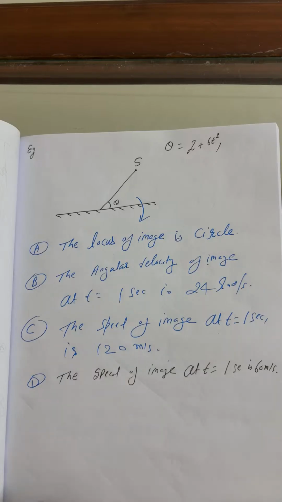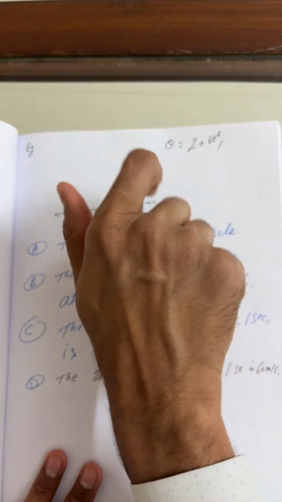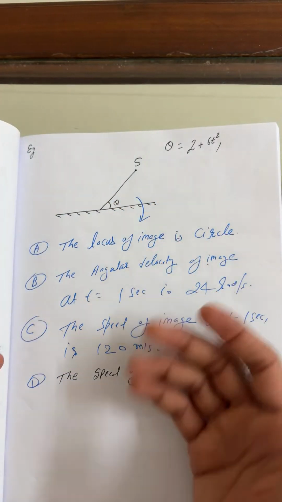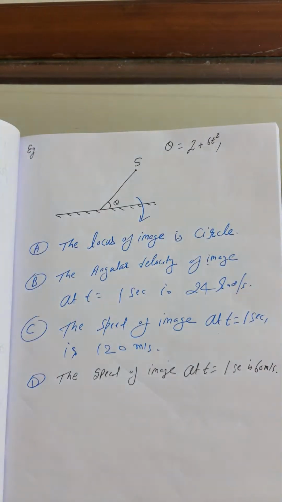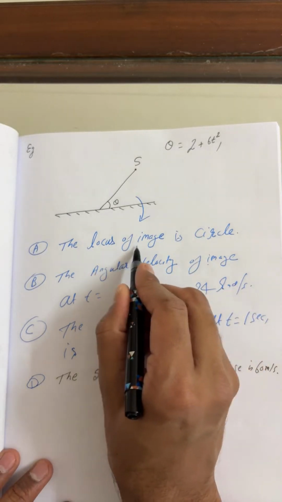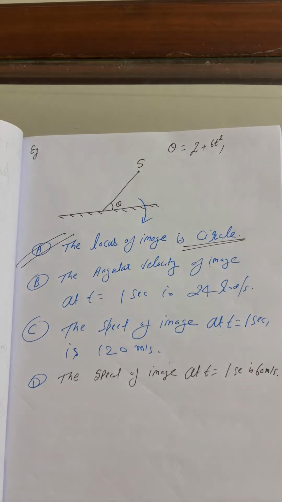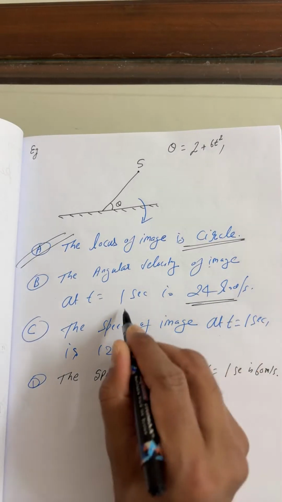Circle. Correct answer here, because the mirror is a rotating body. If the mirror is rotating, the image is also rotating, so it will move in a circle. So option first is correct: the locus of image is a circle. My dear, what's the next option? The angular velocity. We have to find angular velocity at t equals 1.